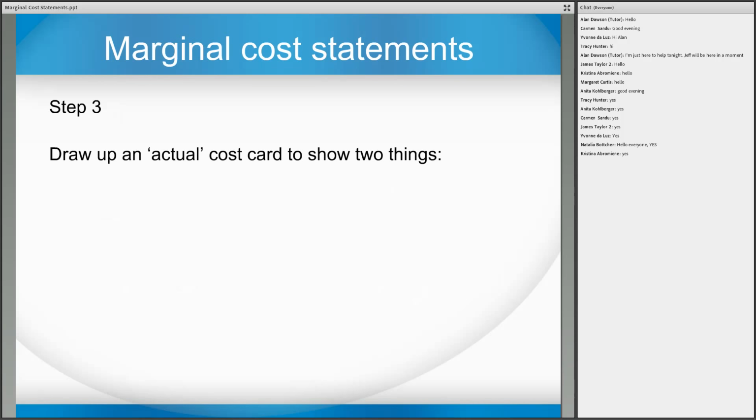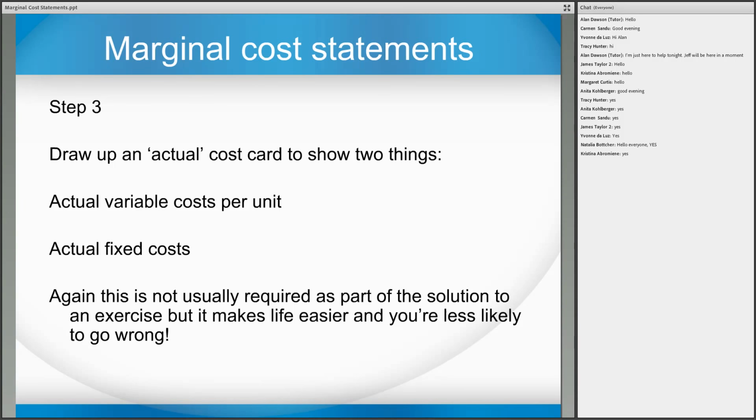Step 3. Now I've made up a bit of terminology here. Draw up an actual cost card, and this is going to be based on the data that we're given about what really happens. We want the actual variable costs per unit. We want the actual fixed costs. Again, you won't be asked to provide this as part of your answer to a question, but you're far more likely to solve the question fairly smoothly and get it right if you do this.